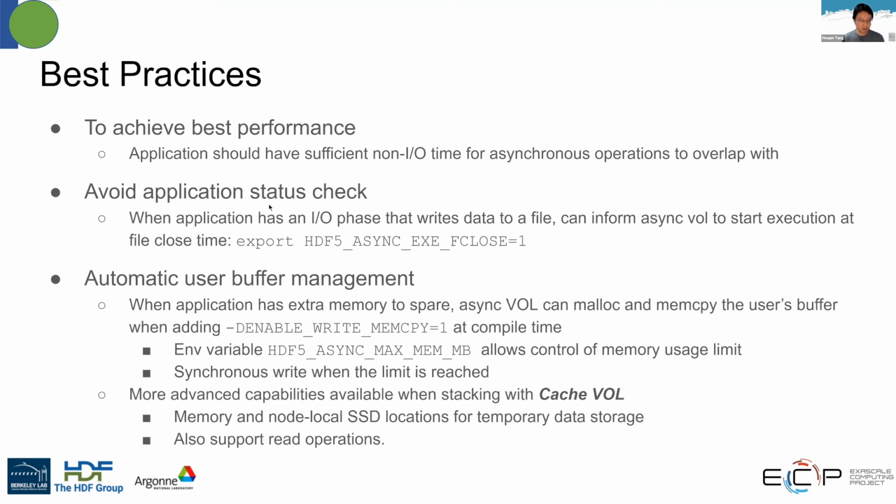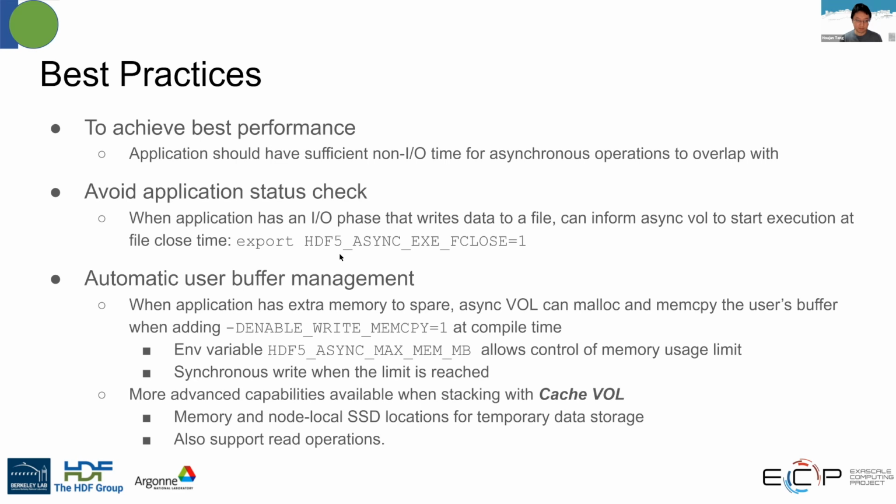And we have a new feature developed recently to avoid the application status check. If the application clearly knows that it has an I/O phase that creates a file, writes some attributes and datasets, and then closes it, then it can inform the async VOL to avoid the sometimes costly application status monitoring by setting an environment variable. In this case, all the asynchronous operations will only start executing at file close time, and no application status monitoring overhead exists.